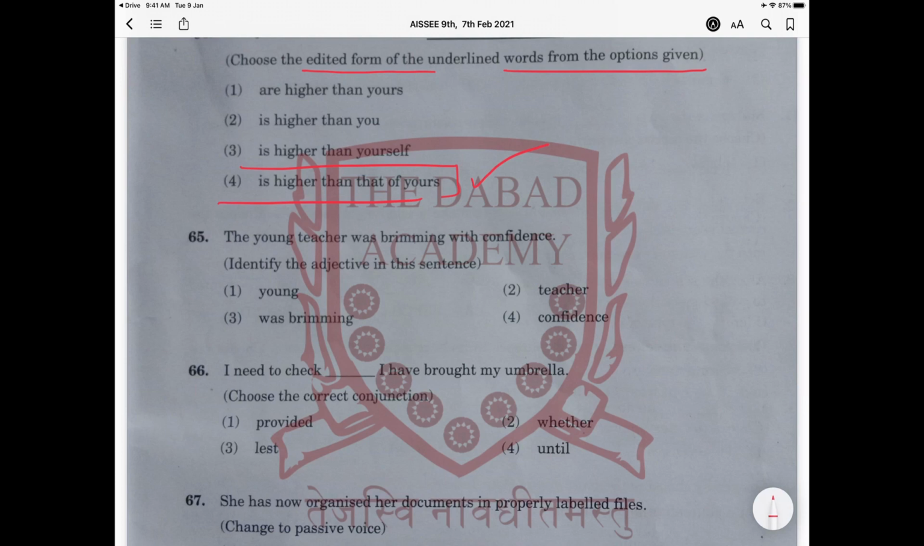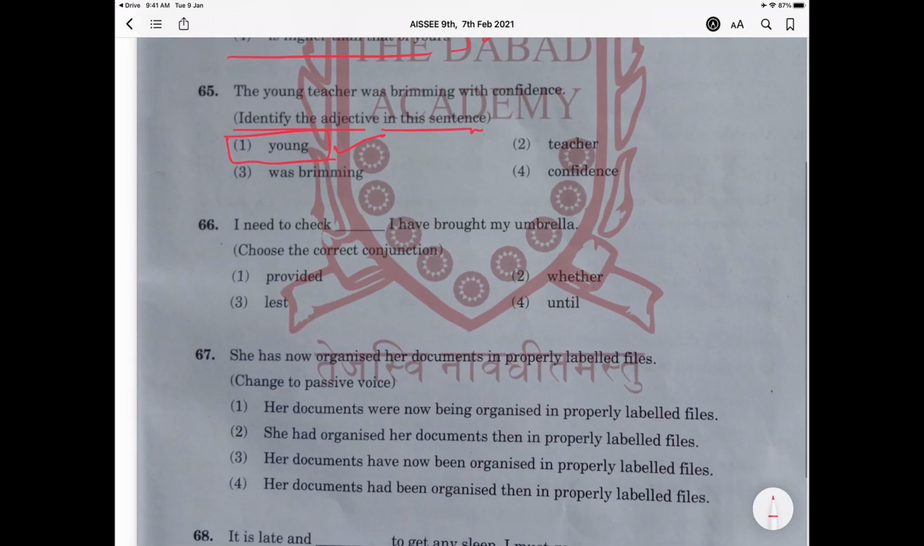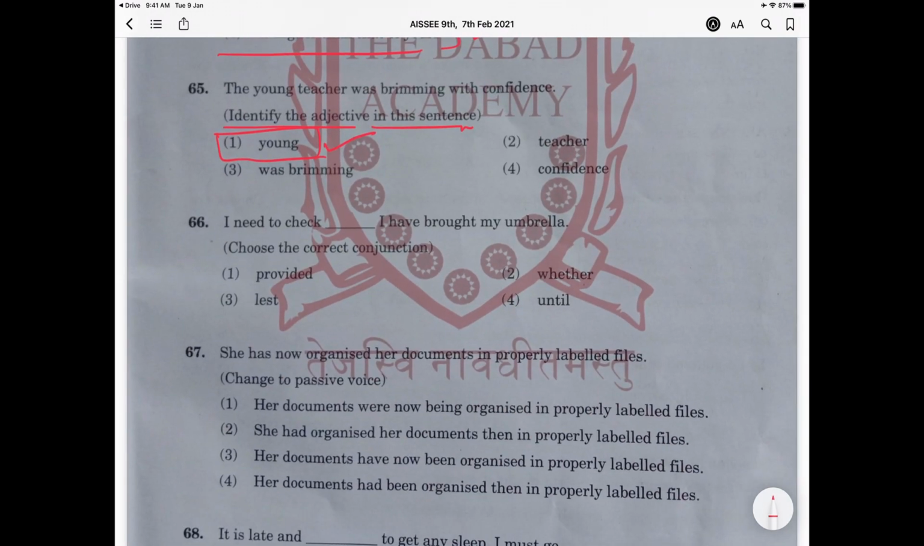In question number 65, the young teacher was beaming with confidence, and we have to find out the adjective in this sentence, for which the correct answer is option number 1. In 66, I need to check dash, I have brought my umbrella, and we have to find the correct conjunction. Correct answer is second, weather.